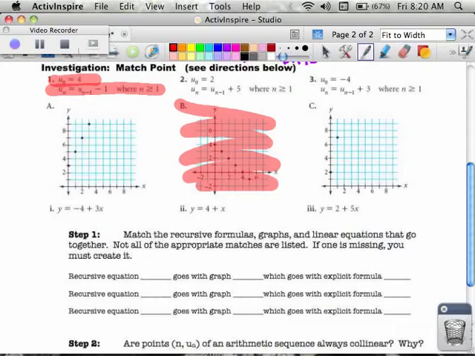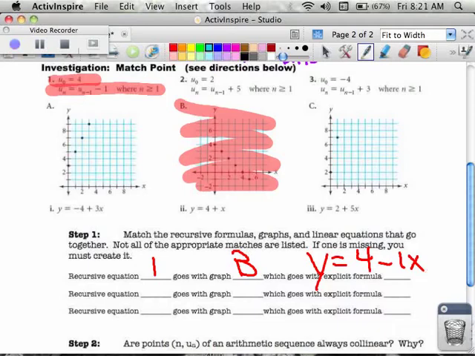Recursive equation number 1 goes with graph letter B, but there was no explicit equation. So I write down y equals 4 plus negative x, or 4 minus 1x, or negative 1x plus 4, negative x plus 4. Any of those are acceptable. Remember, the number with the x is always the slope, whether I put the x first or last, and the number not with the x is the intercept. So that's recursive equation number 1.